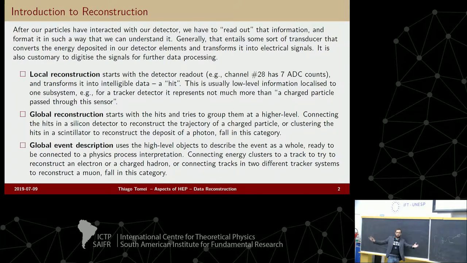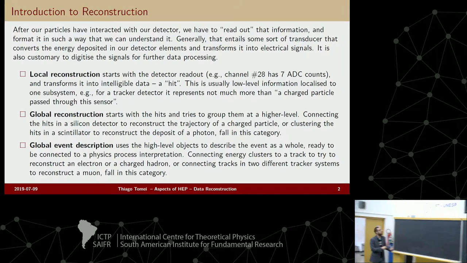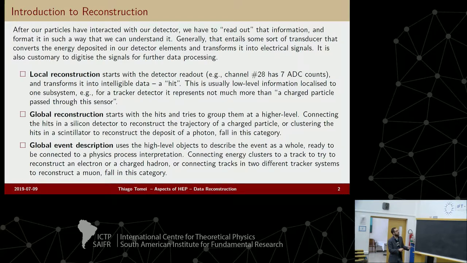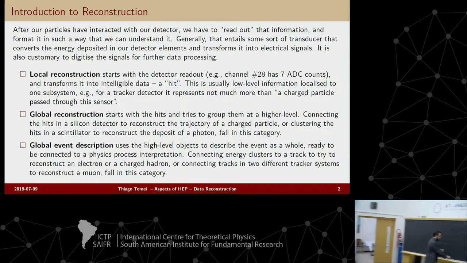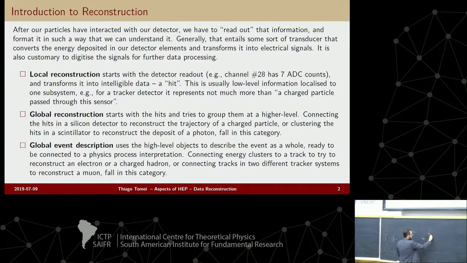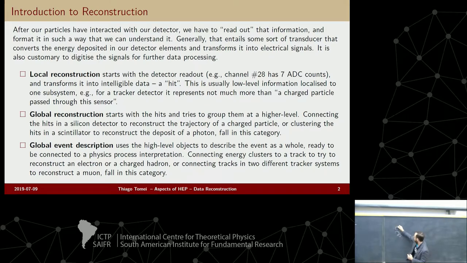You really have to put all this information together. And this is the global reconstruction, where you start with these hits, and you try to group them at a higher level. These are the examples, for instance. If a particle passed through here, and here, and here, and here, and here, maybe it's obvious that what happened was something like this. If you have in your calorimeter energy here, and here, and here, and here, and here, maybe you can make some kind of clustering to come to the conclusion that what happened here was that a particle hit here and showered in these directions.